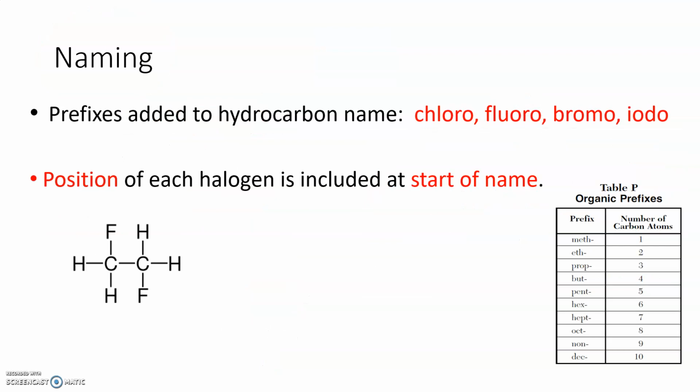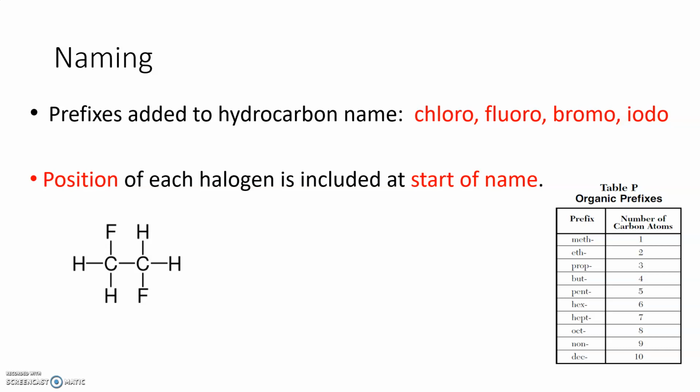So when you go to name these, not only do you have to tell people where these halogens fall in the chain, are they on carbon 1, carbon 2, carbon 3, but you have to add an additional prefix to your hydrocarbon name. So the prefixes you would use would be chloro, fluoro, bromo, and iodo, depending on which halogen is bonded. So if I was going to name this, here is how I would proceed.